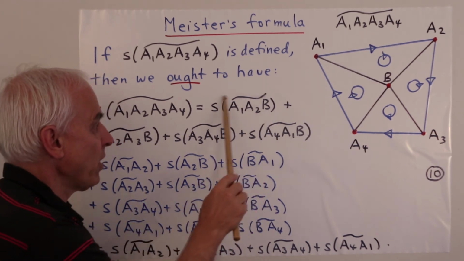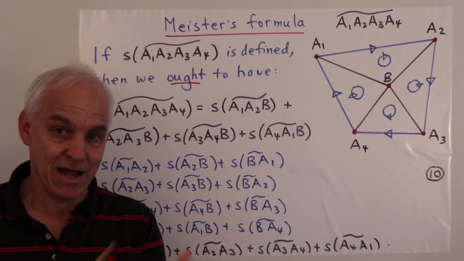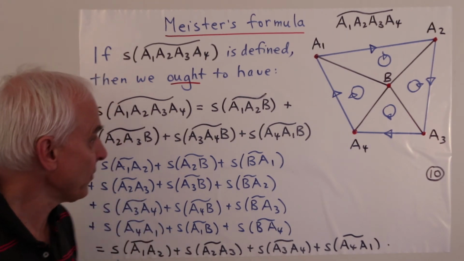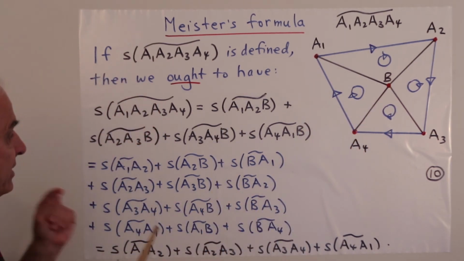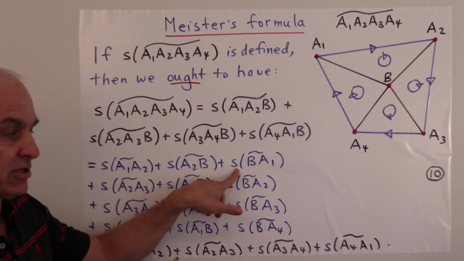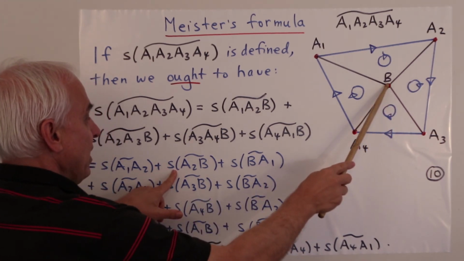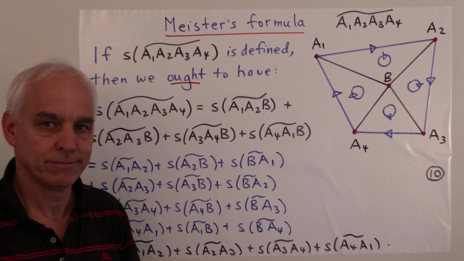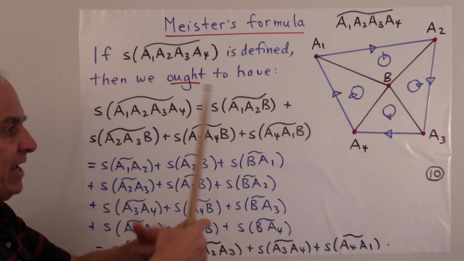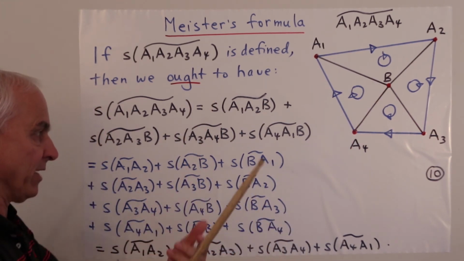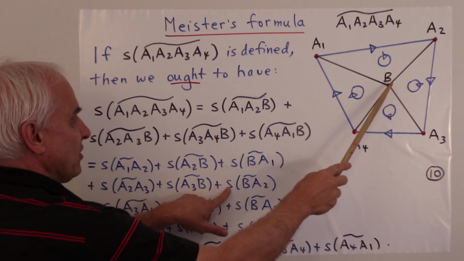Because we know that each one of these oriented triangles can be further reduced into a sum of three oriented sides, or signed areas of oriented sides. So for example, A1 A2 B, this triangle here, its signed area is actually the sum of the three signed areas of its oriented sides, namely S of A1 A2, S of A2 B, and S of B A1. Similarly, the next one, A2 A3 B, is a sum of its three signed areas of oriented sides, namely S of A2 A3, plus S of A3 B, plus S of B A2.